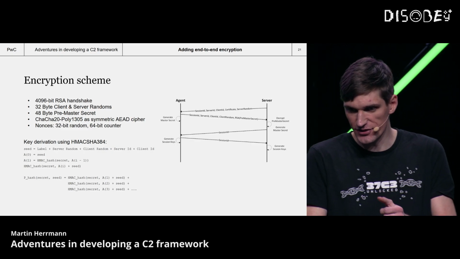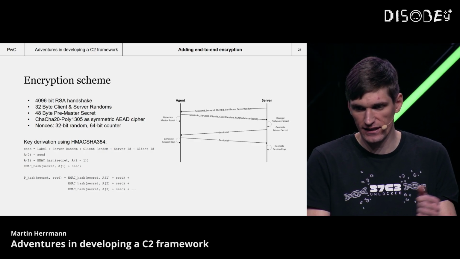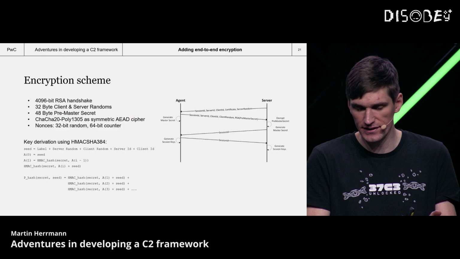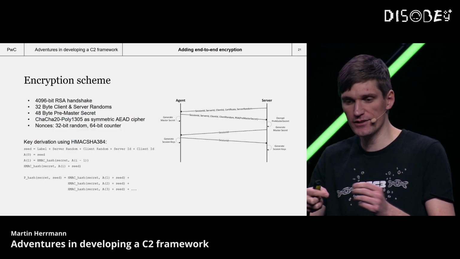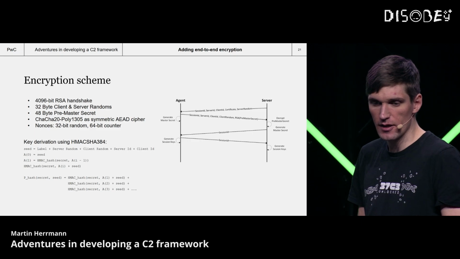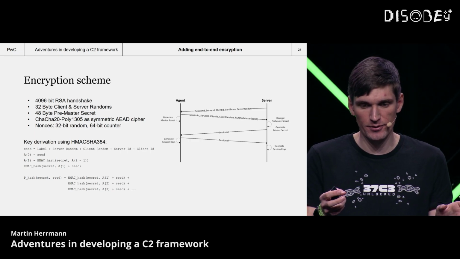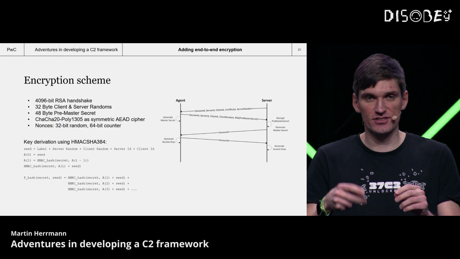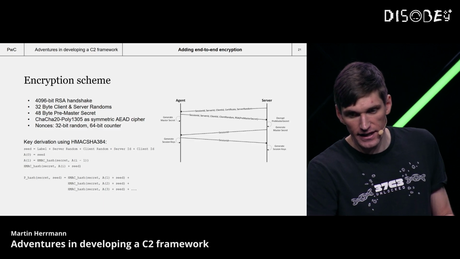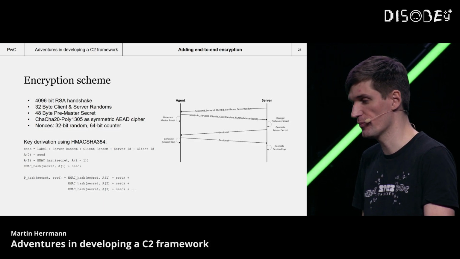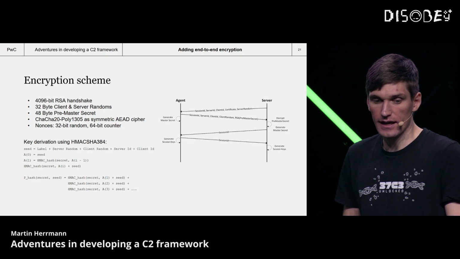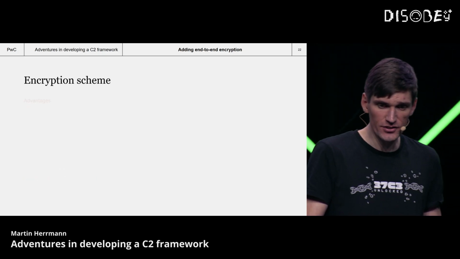Basically, it looks like this. Server sends server ID, client ID, server random, and certificate to the agent. Agent sends its information back together with the encrypted pre-master secret. Both sides extract the pre-master secret, and then afterwards generate the master secret from that. And then each side generates the session keys, which are then used to encrypt the actual communication.